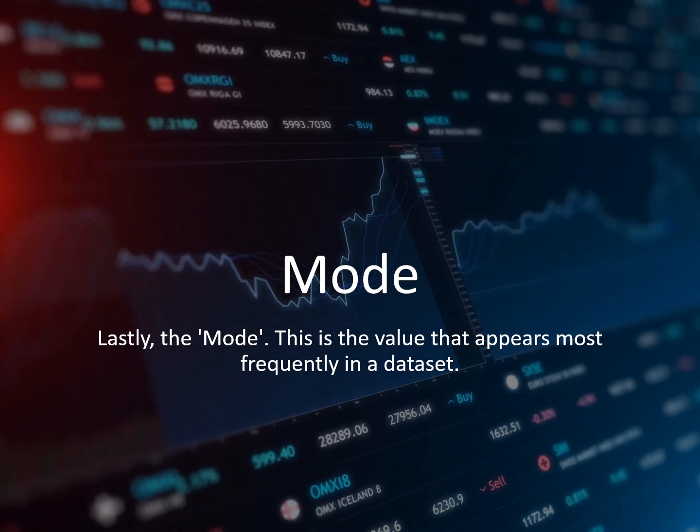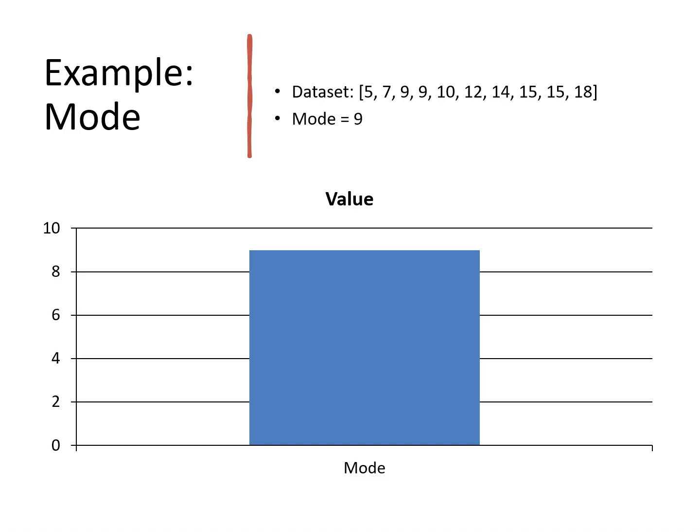After that we have the mode. It is the number that shows up the most times, or we can say that this is the number that appears most frequently in our data set. So this is called the mode. Let's try to understand with the help of an example how we can calculate our mode.